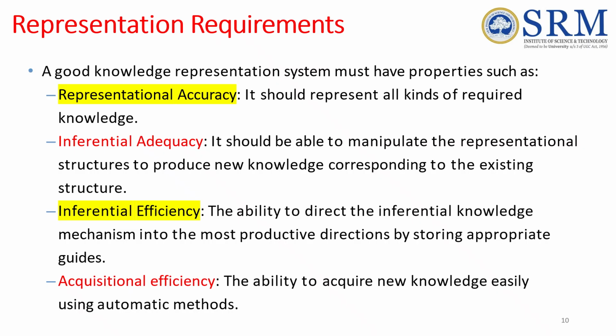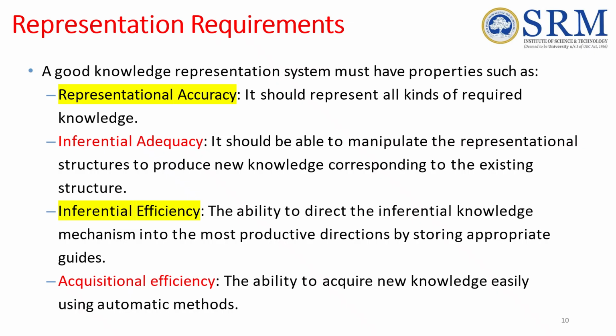Moving to the third one, inferential efficiency is the ability to perform reasoning quickly and focus on the most relevant knowledge. The purpose is to reduce unnecessary searching and improve the reasoning speed. For example, take a navigation system. Thousands of roads are stored. The system focuses only on the roads that can connect the source and destination. This avoids checking every road in the country.